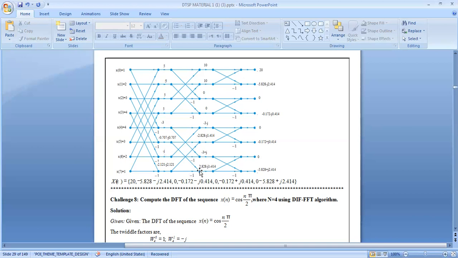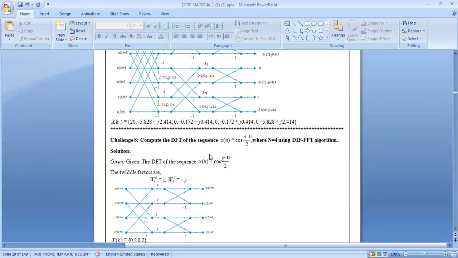Then again, what will we do now? We will be combining the values of the 2-point sequence. So 10 plus 10 will be 20. When you do this, it has to be multiplied with the middle factor, so you get this. Similarly, this 0 plus 0, then again minus 3 minus j, and minus 3 plus j. So this will be our answer. Actually this has to be written in the bit reverse order. The answers we found, you replace in bit reverse order. So this is the way to compute the DFT of a sequence using the DIF algorithm.